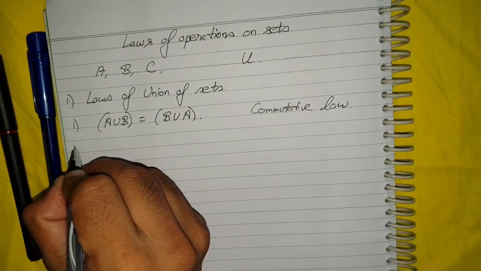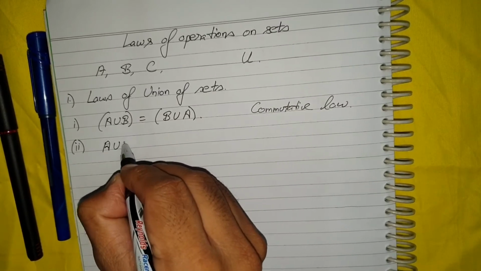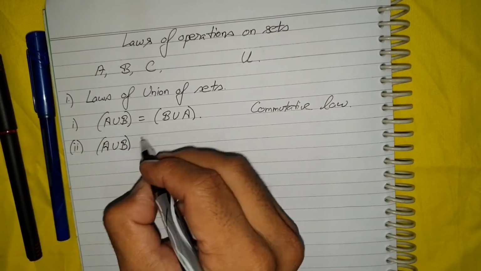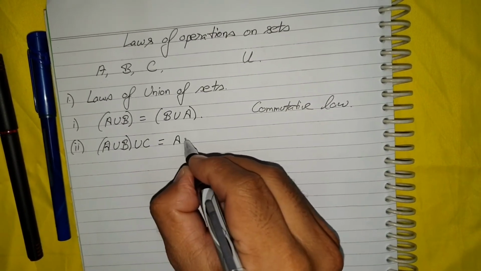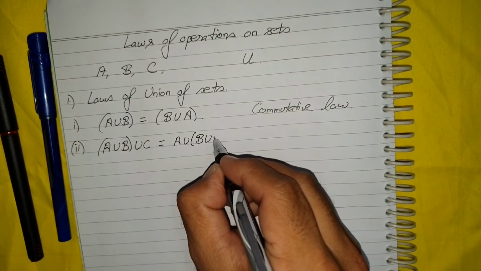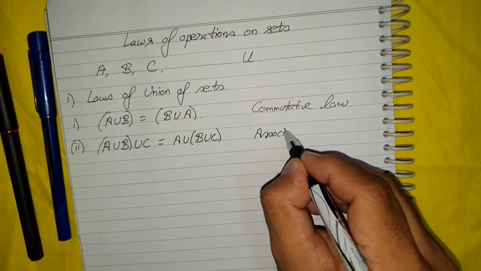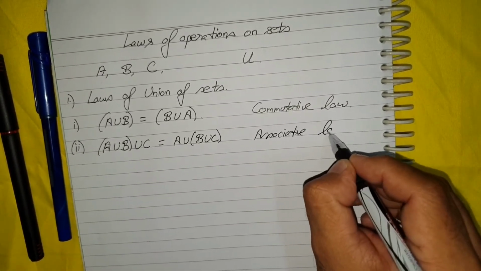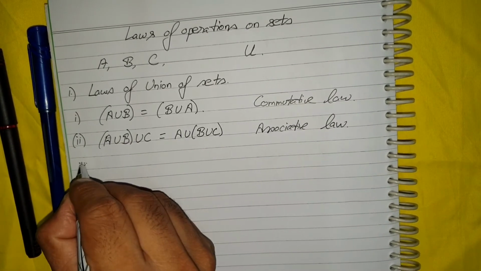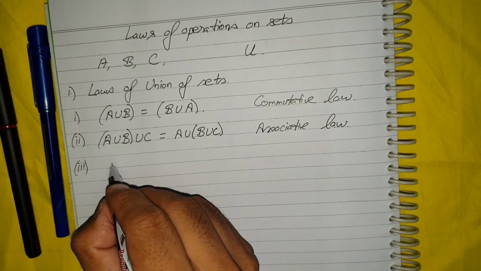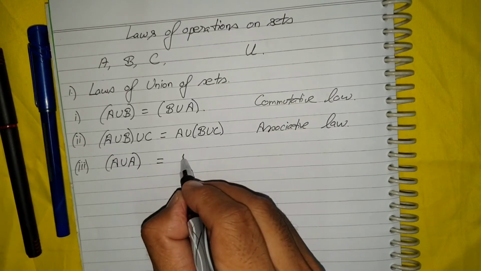Second point is A union B union C. This will be A union B union C, grouped either way. This is an associative law. Third point: if you write A union A, it's obvious, that is A.